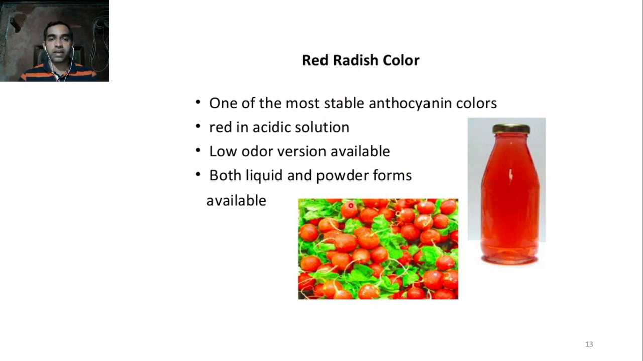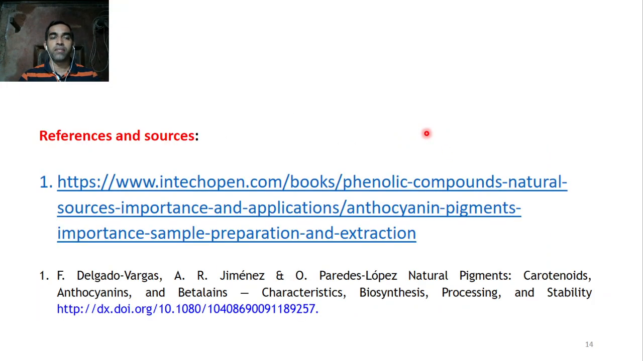Red radish color, again, is one of the most stable anthocyanin colors. So the radish red is because of anthocyanin.